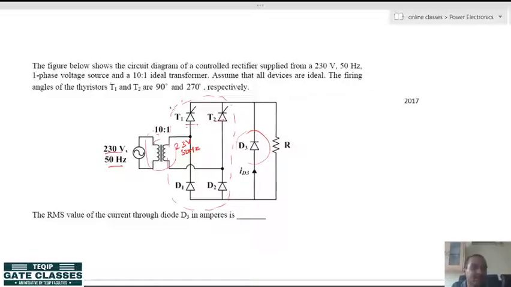Now, here what is given: devices are ideal, firing angles of thyristors are 90 degree and 270 degree. Do not get confused. I told you that always symmetrical firing angles are used, but here, to confuse you, they have given 90 and 270. Just draw the input sine wave and you will get to know what I am saying.